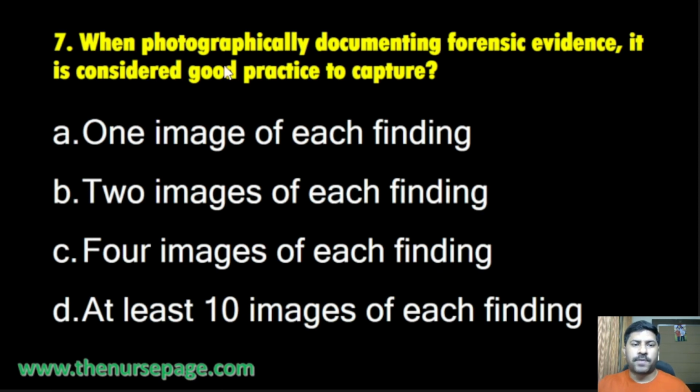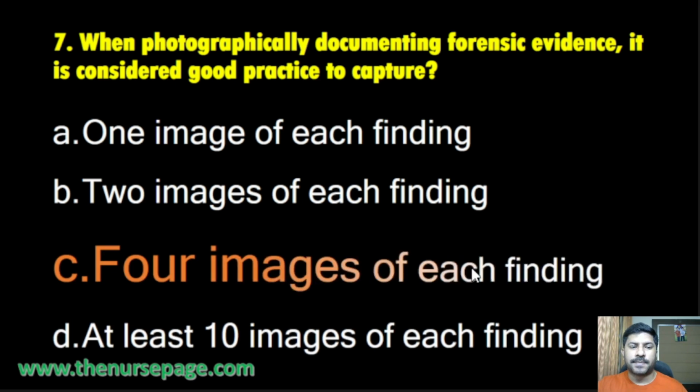Seventh question. When photographically documenting forensic evidence, it is considered good practice to capture: one image of each finding, two images of each finding, four images of each finding, at least 10 images of each finding. Correct answer is option C, 4 images of each finding.